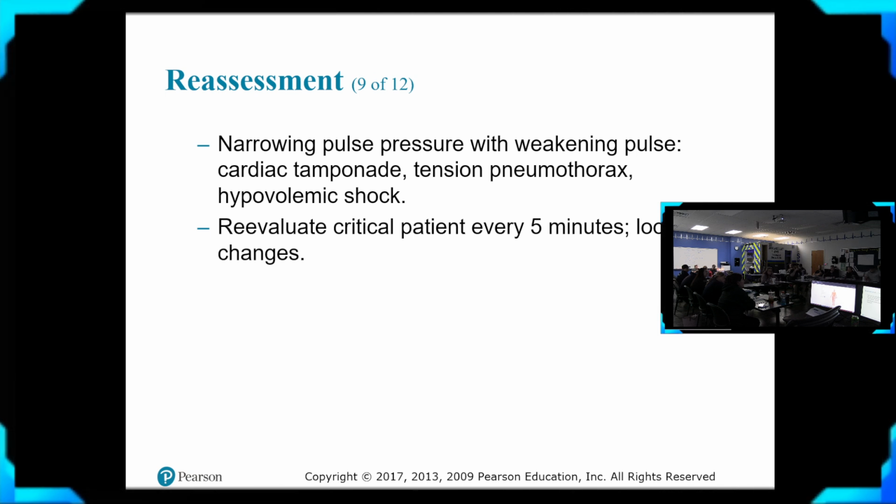Narrowing pulse pressures with a weakening pulse are indicative of cardiac tamponade, tension pneumothorax, or hypovolemic shock. How do we get our pulse pressure? Systolic minus diastolic. So if I'm 120 over 80, what's my pulse pressure? 40. What is an acceptable pulse pressure? Anything above what? Anybody? Let's try another one. 20 to 25 is the lowest you want to be.